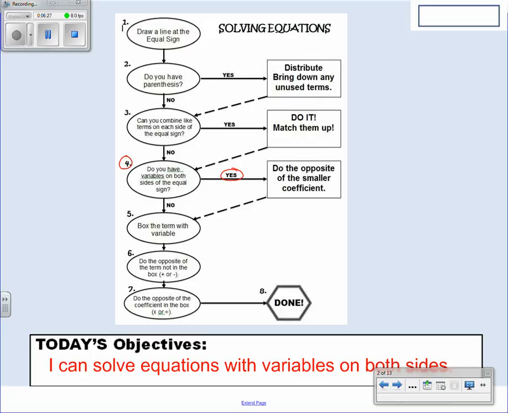It tells us to do the opposite of the smaller coefficient. I want to change this because if I do the opposite of the smaller coefficient, I'm going to be working on both sides of the equation at various times. So I want us to change this. We're going to cross through this. And we're going to move the variable on the right side, and we want to move it to the left side. And the way that we move it is we're going to do the opposite of the coefficient.